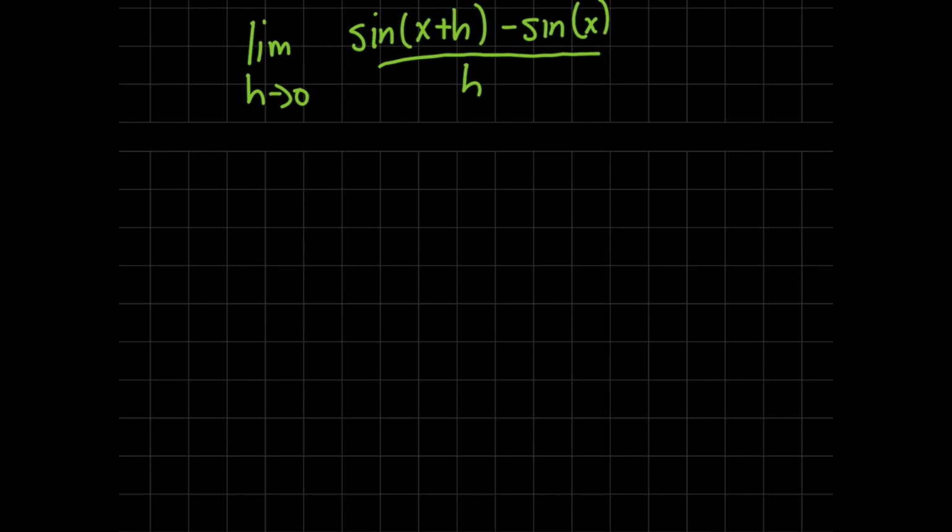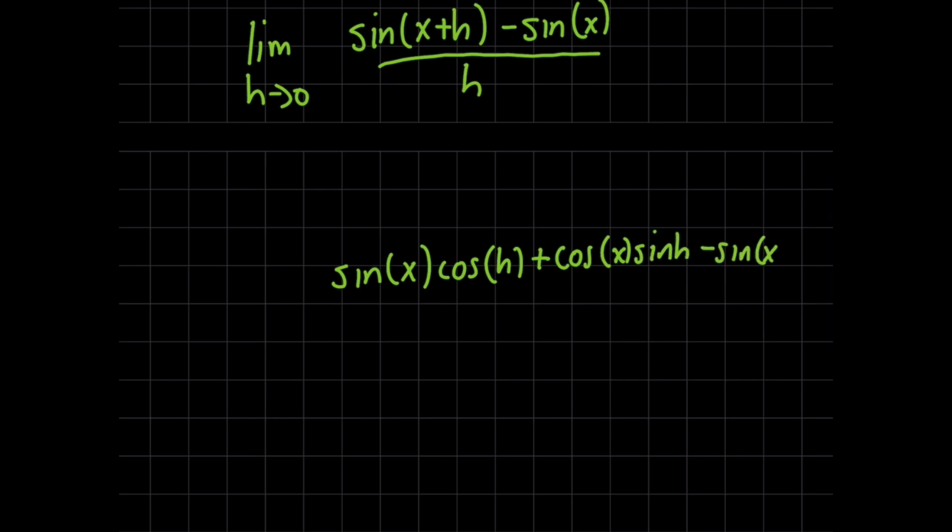We can actually use a really cool identity here where I can rewrite sine of x plus h as sine of x cosine of h plus cosine of x sine of h, all minus sine of x. And we're going to make sure to not forget this limit notation right here. This whole expression gets divided by h.